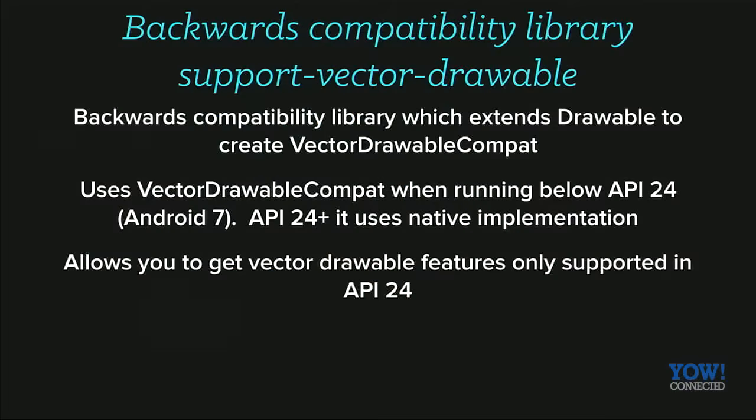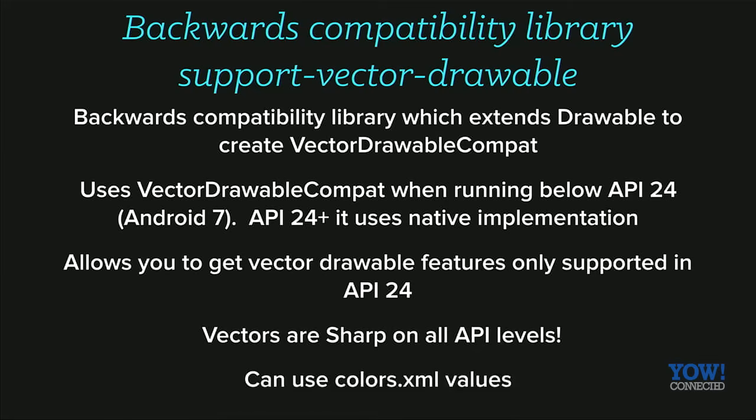And the reason for this is that it allows us to use features of vector drawables that are only present on Android 7 and above. And it fixes a bunch of issues in there, including the problem that we've got with vectors not being sharp on all API levels. So if you use the compatibility library, that is solved for you. The other nice thing the compatibility library allows us to do is, once again, reference our colors.xml values from within the vector drawable.